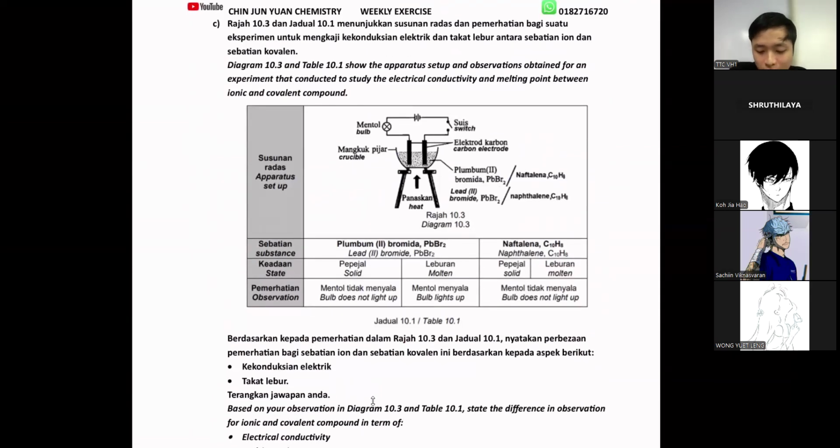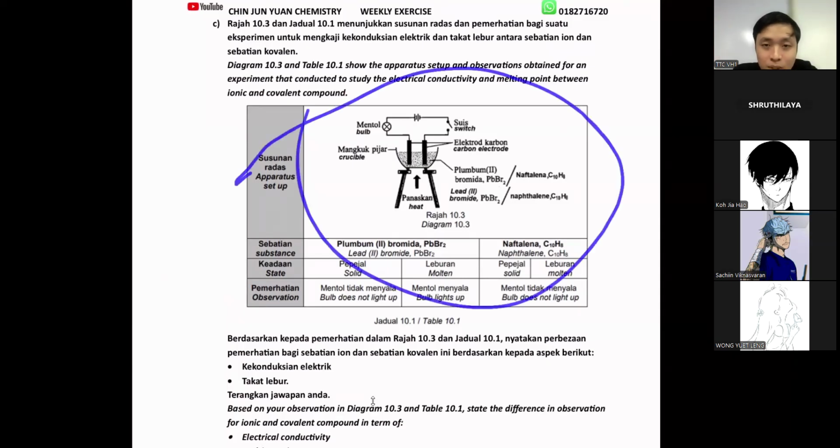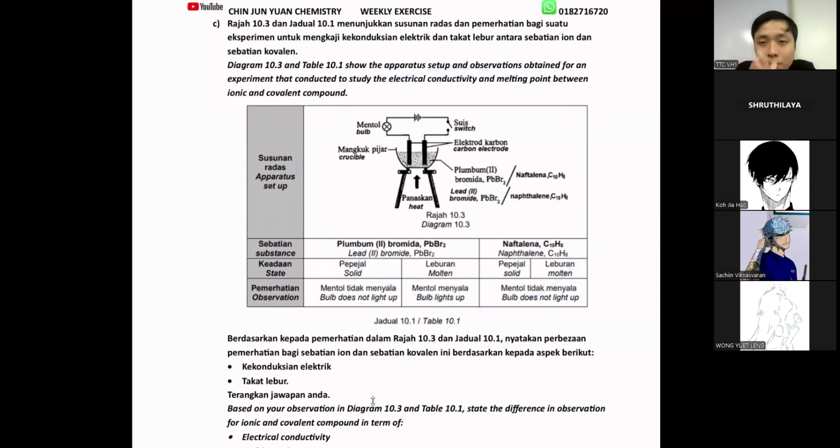Okay. Diagram, table 3 and table 1 show the apparatus setup and observation. Now this one, either the question asks you to describe the formation of bond or whatever, or they will also ask the physical properties. They will give you a diagram, experiment. Normally, I tell you one more time, if they ask for ionic versus covalent, as here they did, normally you have to know the 3 points for physical properties. In Malay you call it sifat fizik.